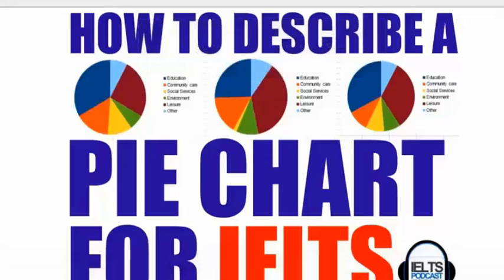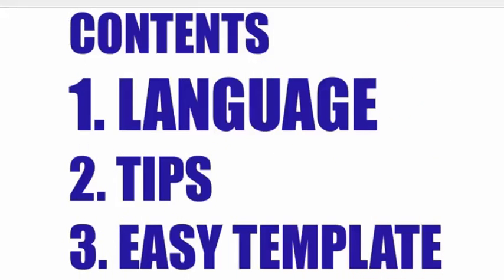Hello there, IELTS students. In this tutorial we're going to look at how to describe a pie chart for IELTS Academic Task 1. This tutorial is divided up into 3 parts. First we're going to look at the language, then I'm going to give you some tips, and then we're going to look at an easy essay template, 4 paragraphs, really simple, and it's a good way to prepare for the IELTS.